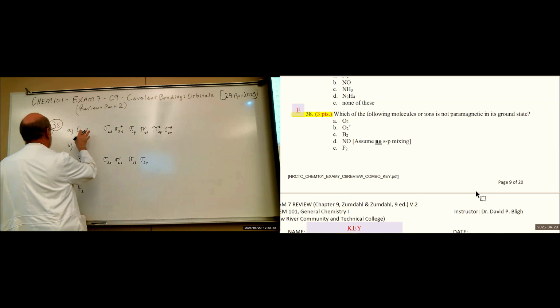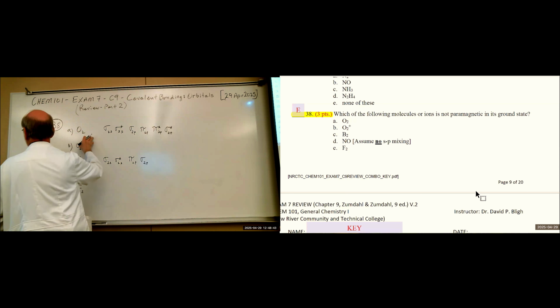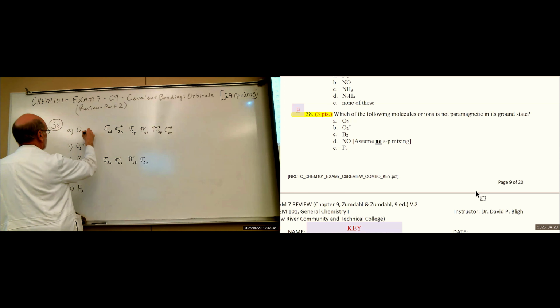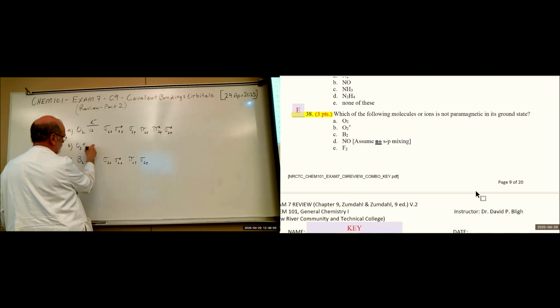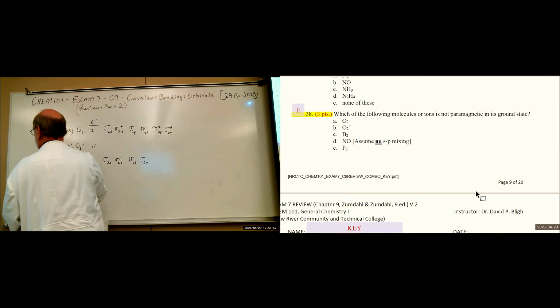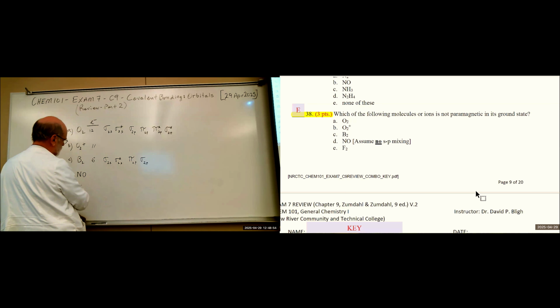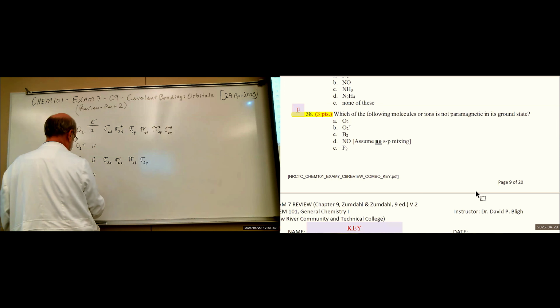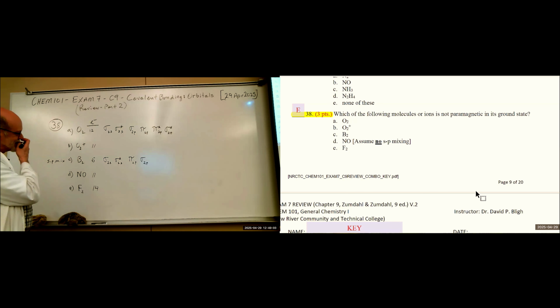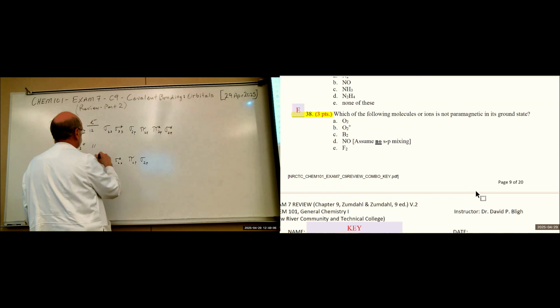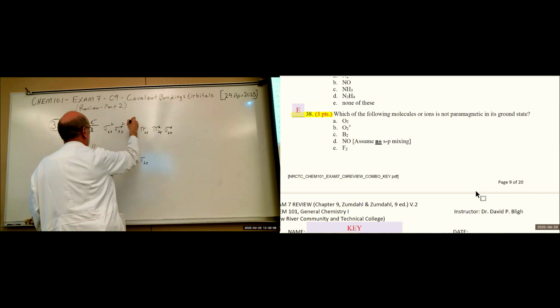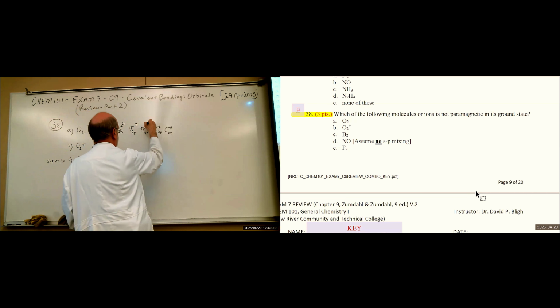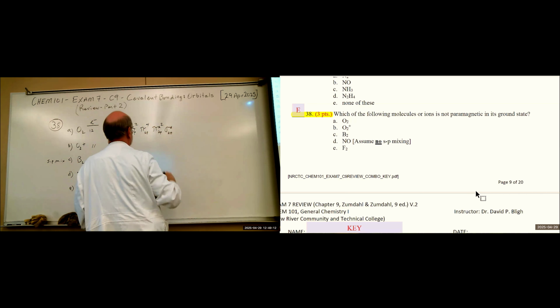Okay, so valence electrons for oxygen would be 12 electrons. This is going to be -1, so that's 11. Boron has 6, 2 times 3. Nitrogen is 5, oxygen is 6, so that's 11. And fluorine has 14. 7 plus 7. Okay, so 12 would be 2, 4, 6, 10, 12.